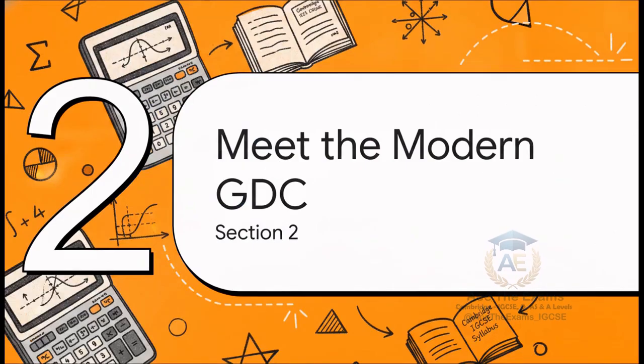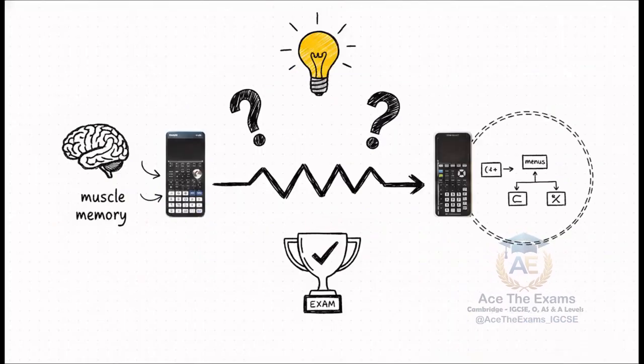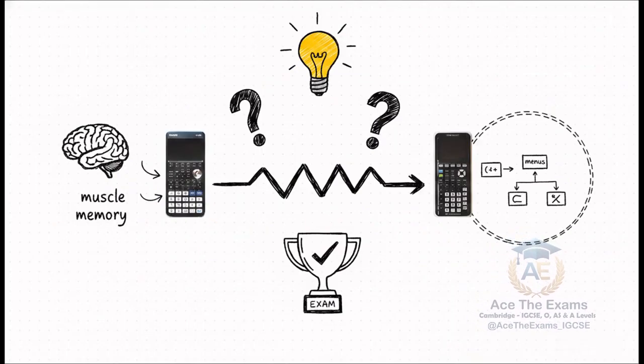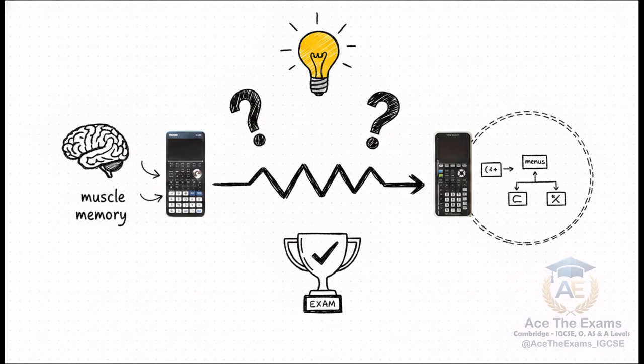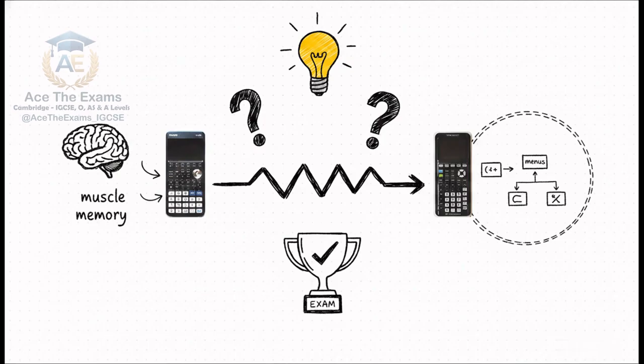All right, moving on to Section 2, meet the modern GDC. We are officially leaving the history books behind and stepping right into the high-stakes environment of the modern mathematics classroom. Here they are, the two absolute heavyweights of the Cambridge syllabus. On one side, we have the Casio FX-CG50, and on the other, the Texas Instruments TI-84 Plus CET.